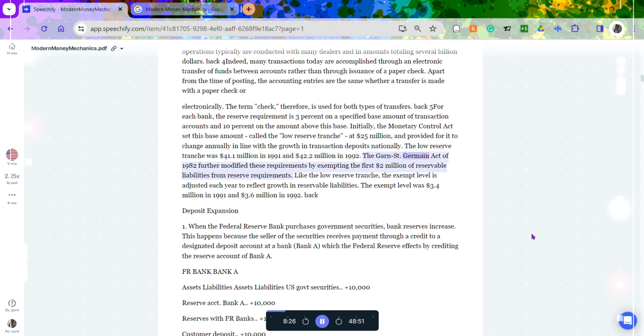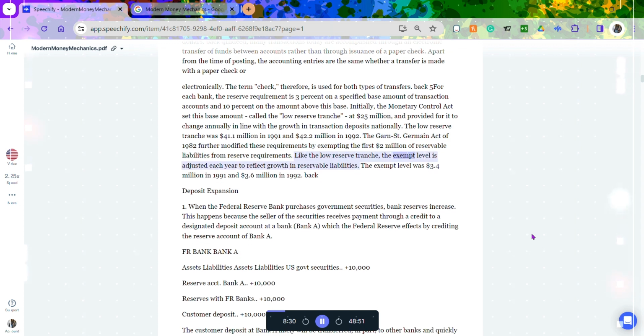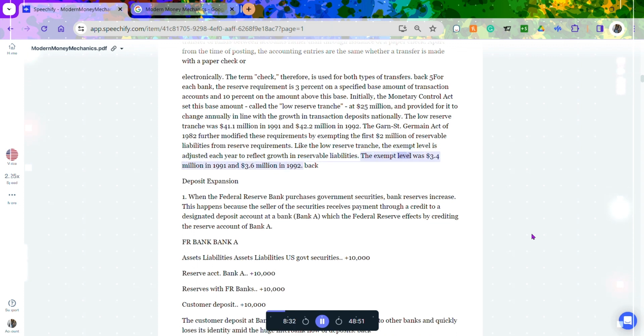The Garn-St Germain Act of 1982 further modified these requirements by exempting the first $2 million of reservable liabilities from reserve requirements. Like the low reserve tranche, the exempt level is adjusted each year to reflect growth in reservable liabilities. The exempt level was $3.4 million in 1991 and $3.6 million in 1992.